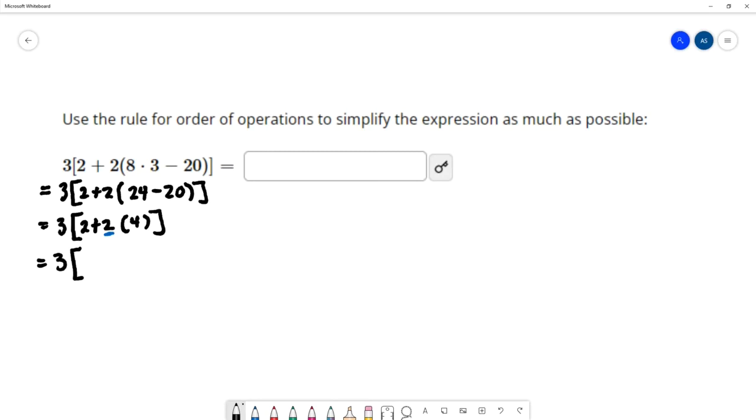So now we're completing all the operations inside these brackets. Inside the brackets, we have addition and multiplication. So we'll complete the multiplication first. 2 times 4 is 8. And 2 plus 8 is 10. Here the brackets mean multiplication. 3 times 10 is 30. So using order of operations, we simplified this expression to be 30.